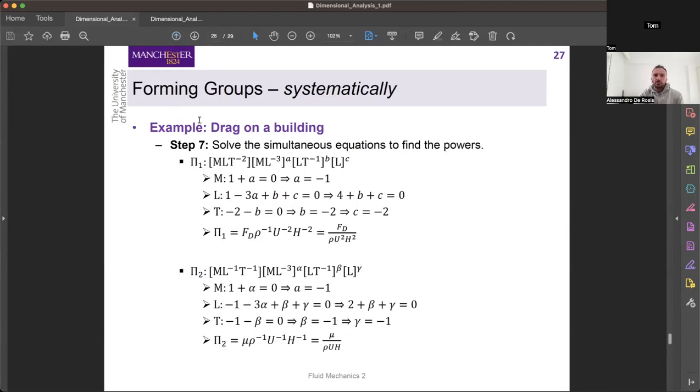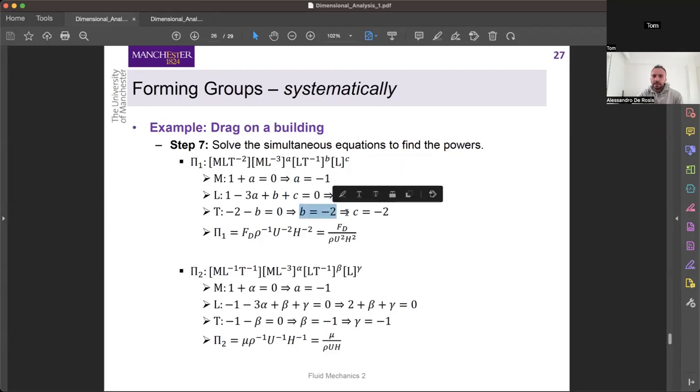So you go for the first group, pi one, you have three dimensions, m, l, and t. So for m, here m is to the power one, plus here m is to the power a, plus no m. The sum of the powers should be zero. So you end up with a equal to minus one. You do the same for the length. So the length here is to the power one, here is to the power minus three a, here is to the power b, here is to the power c. So you have one minus three a plus b plus c equal to zero. Time, here is to the power minus two, here to the power minus b. So you end up with minus two minus b equal to zero.